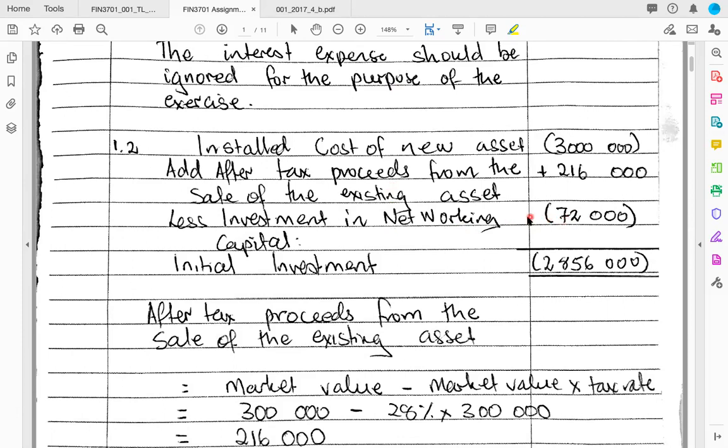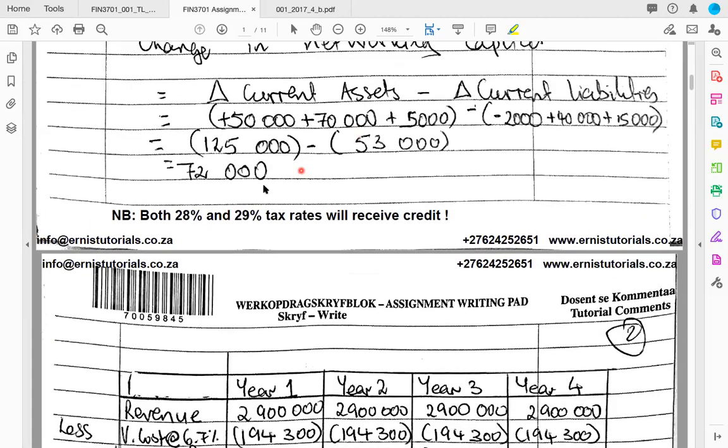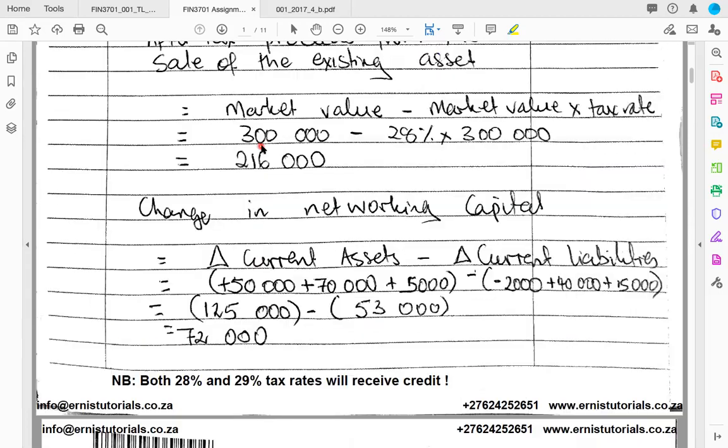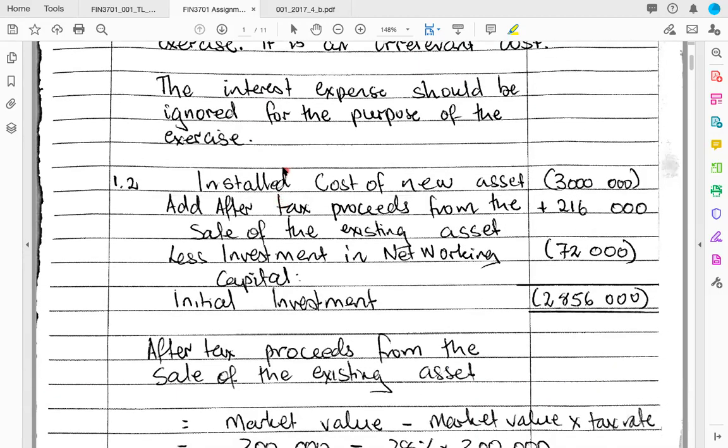So in our template here, we subtract that 72,000. Because it's positive, it means money went out of the company. So when money goes out, we put that as a negative. However, if the change in net working capital had been negative, let's say the calculation we did here had obtained a negative answer, it would mean that money came into the company and we would add the 72,000. So that's a common mistake, and it's really important.